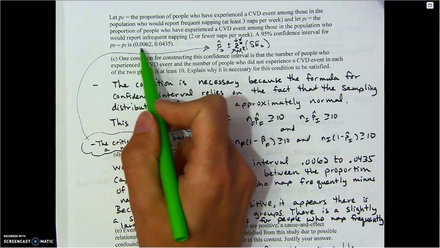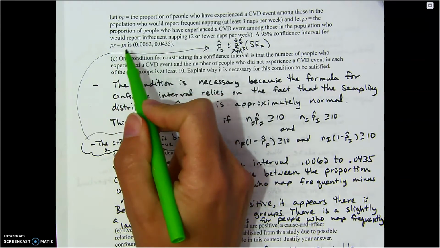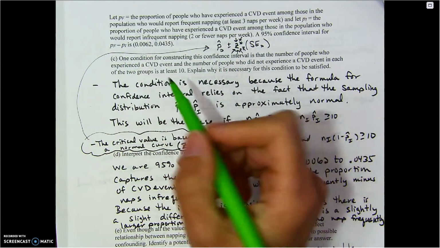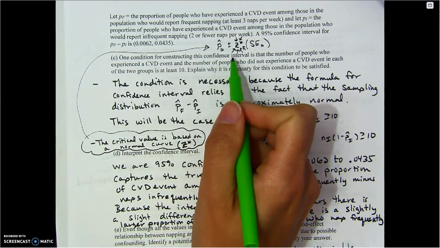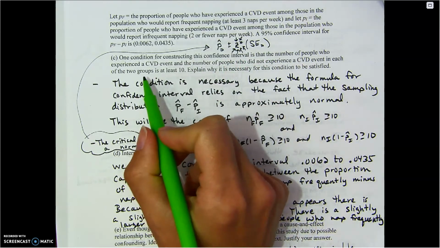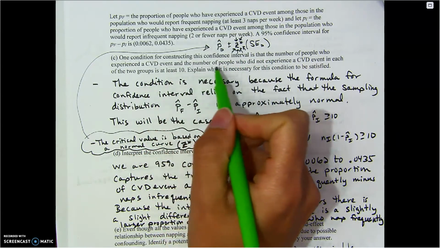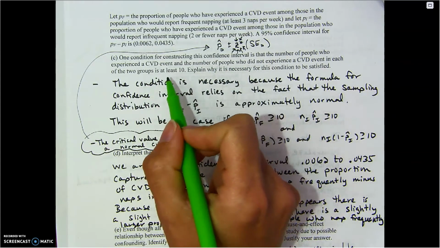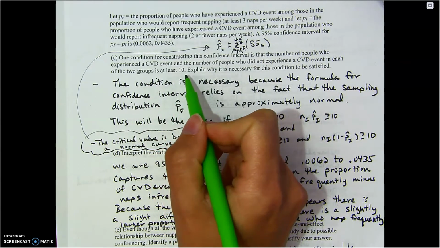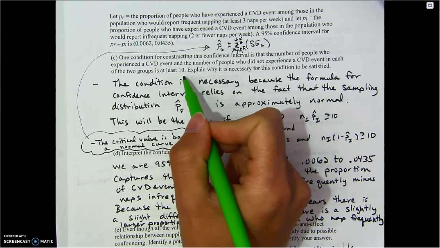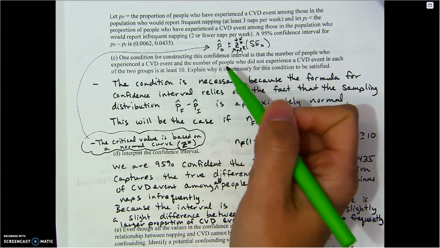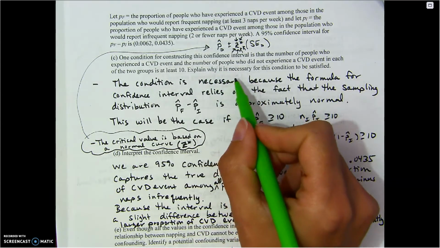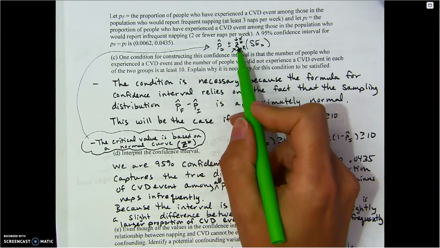So chances are they're going to go ahead and do the work and have you do the interpretation like you're about to see here. One condition for constructing this confidence interval is that the number of people who experienced a CVD event and the number of people who did not is at least 10. That's your discount double check. We want to make sure our distribution is normal and that we don't have any major outliers. Explain why it's necessary for this condition.